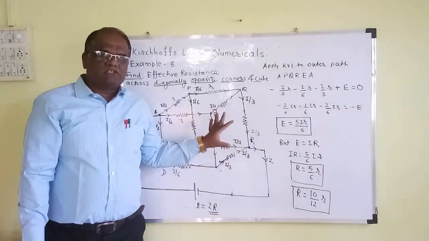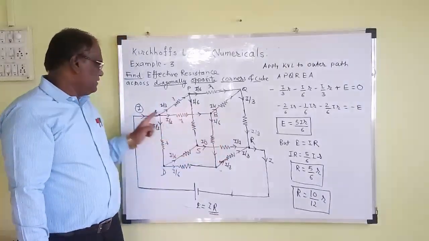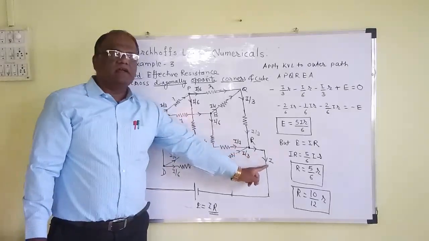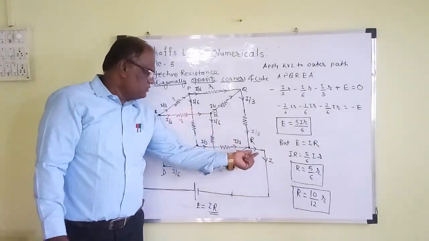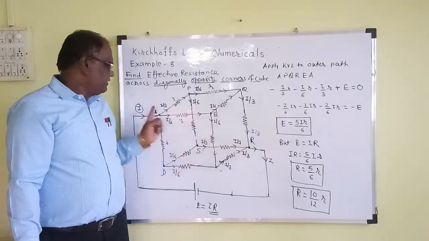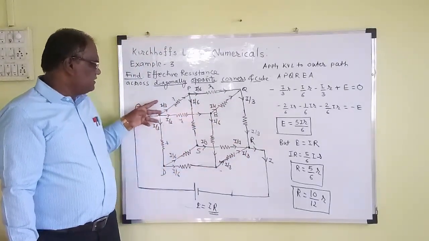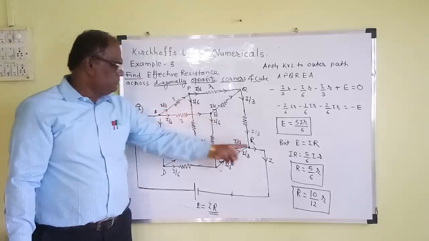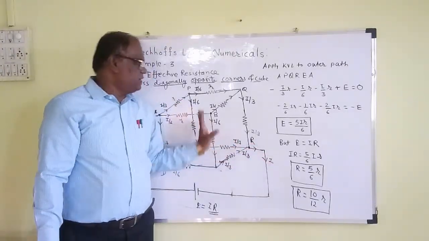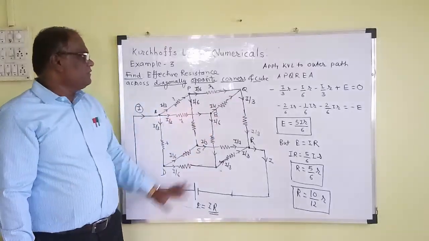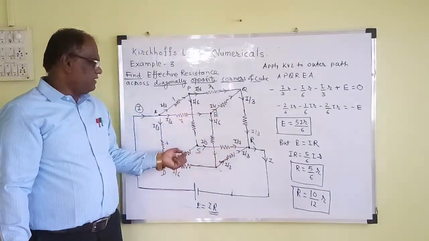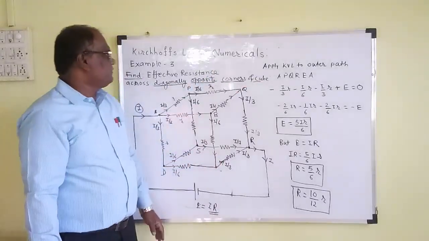The current is distributed in such a way that when current I is entering the cube, it must be leaving I. Once you distribute the current in this way, here I is entering the cube and I is also leaving out of the cube. That means the distribution is correct. Now, once the distribution is okay, then solve further.